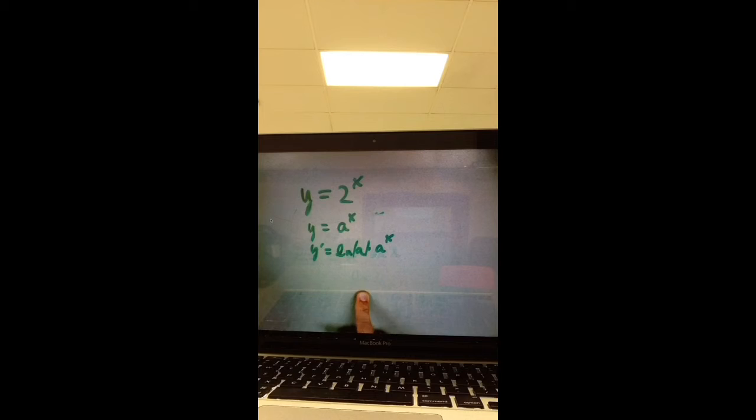Now, but think about what that means. The other day we said that the derivative of e to the x was e to the x. But doesn't e stand for just a constant? It's just an irrational constant. But if you think about it, it is right. What is the natural log of e times e to the x? Well, the natural log of e is 1, so it's 1 times e to the x, which is just e to the x. So we're good there.